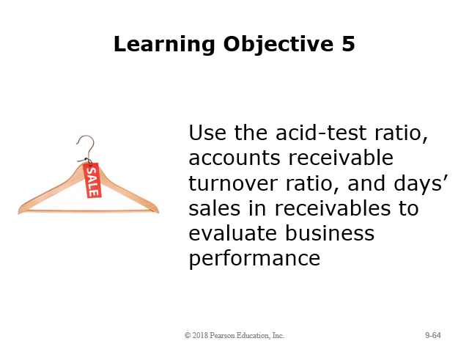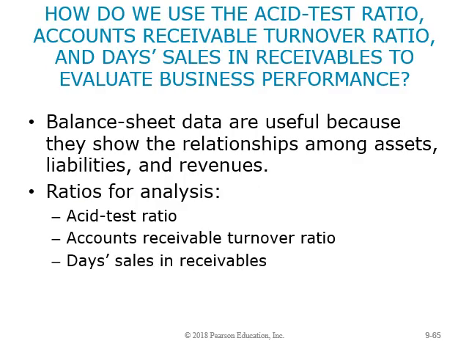So learning objective 5, we're going to use the acid test ratio, accounts receivable turnover ratio, and days sales in receivables to evaluate business performance. So how do we use these to evaluate the business performance? Basically, we're going to take a look at the balance sheet data to determine the relationships among our assets, liabilities, and revenues. We use these 3 different ratios to help us determine how the business is doing.